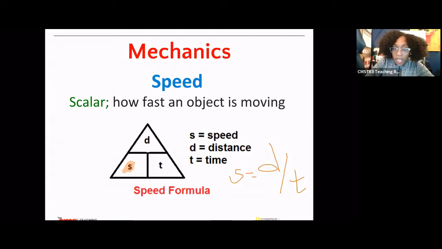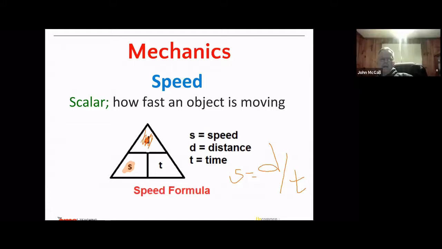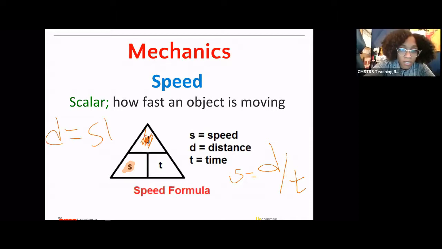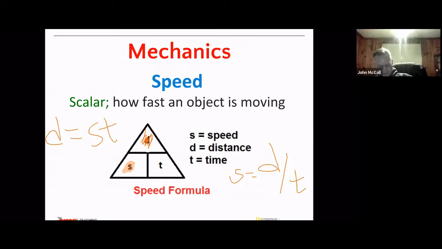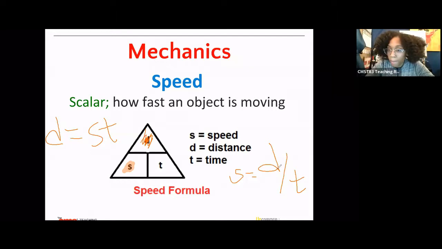So if you want to find distance, so pretend your distance is gone, what's left? Speed and time. So that means the formula for distance is equal to speed times time, because they're next to each other. If I have any Delta friends in the room, that one's for you. Okay. Makes sense how to use the triangle? If you have any formula that has 3 variables, you can plug it into this type of triangle and it'll work the same way.